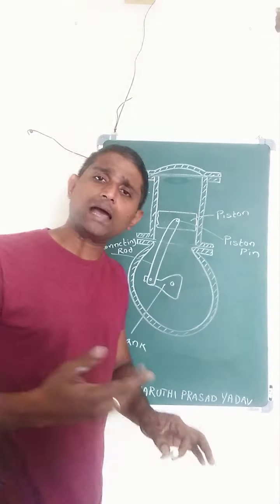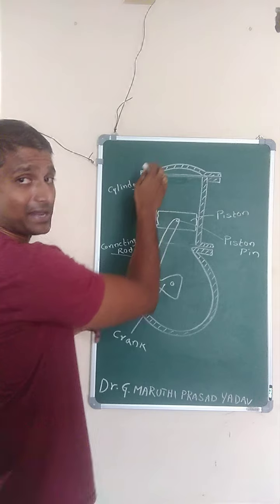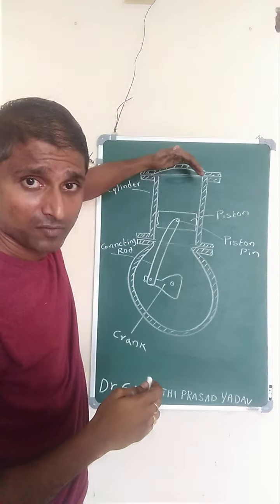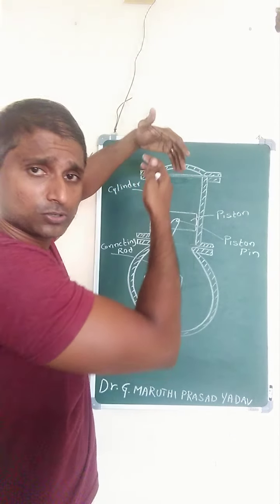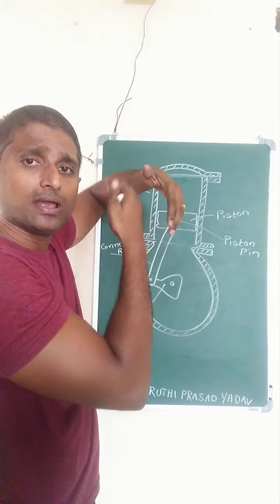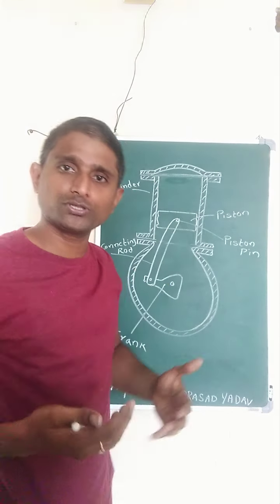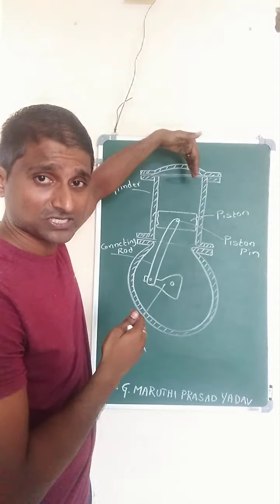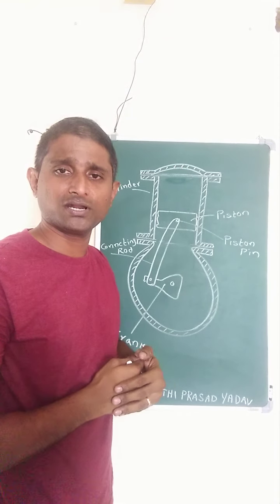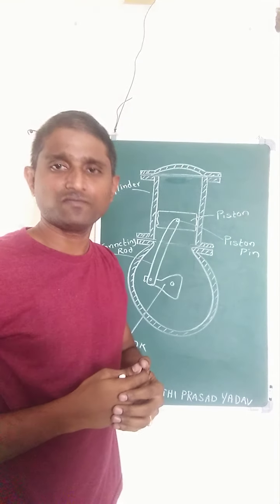Here we have the cylinder head, where it has an arrangement to fix the inlet valve and exhaust valve, and in addition to that, at the center we can have a spark plug in case of an SI engine and a fuel injector in case of a CI engine.